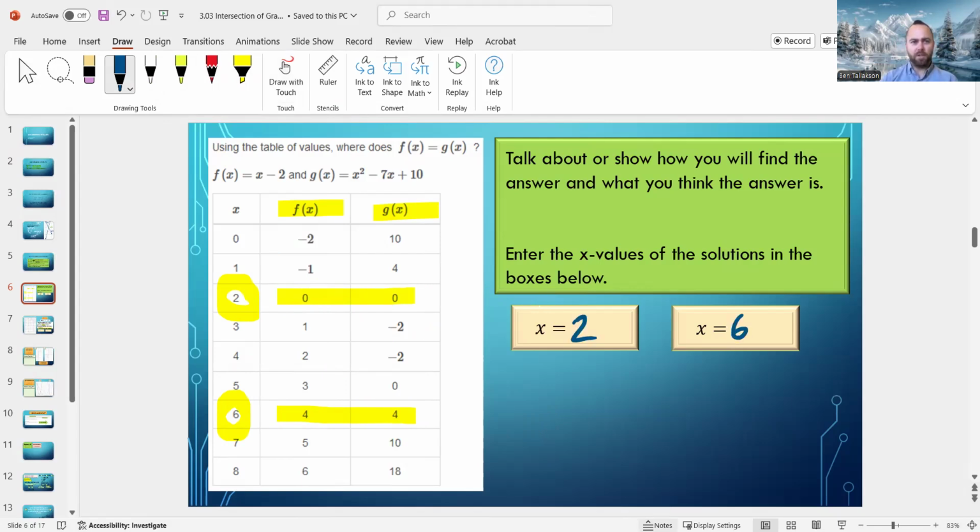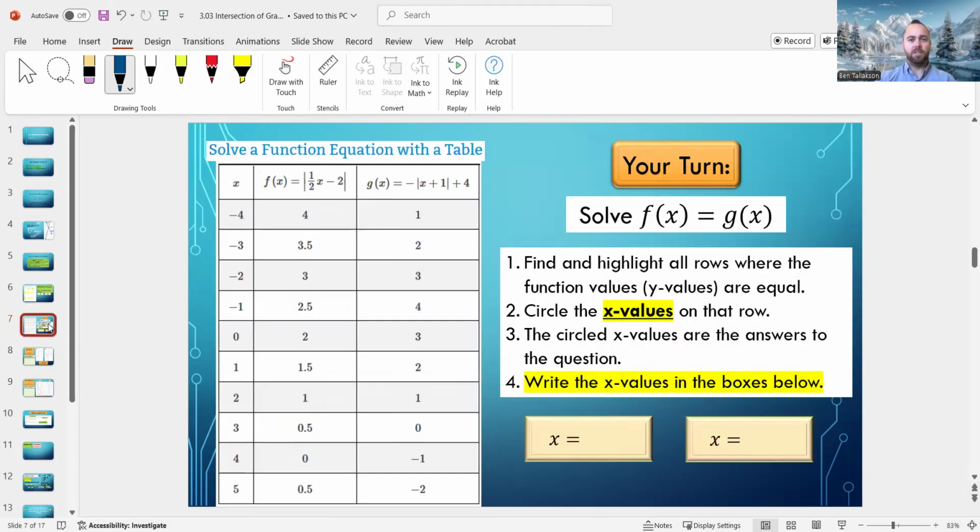And if you look at these functions, we didn't even need to do anything with them, did we? All the values were already found for us. Pretty nice, if I do say so myself. Okay, let's see how you do this one. Same idea, just a little more practice.